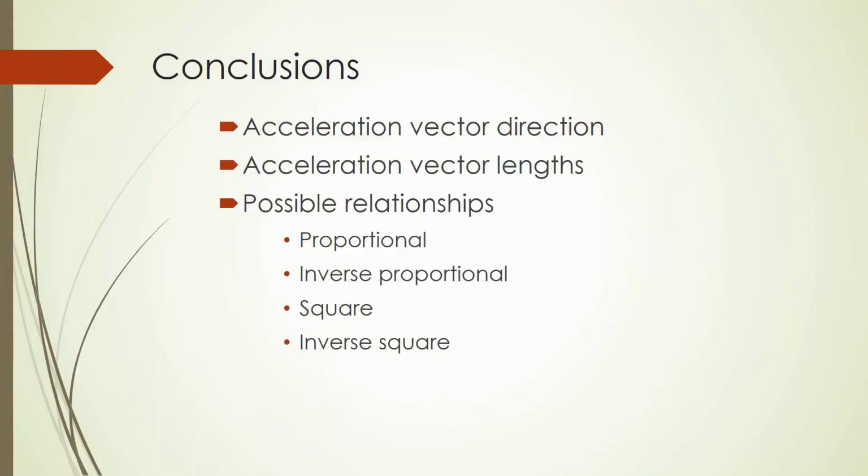Use the graphical results to draw conclusions about the direction of the acceleration vector at any point on the circular path. Also decide on the mathematical relationships between the magnitude of the acceleration and both the speed of the object and the radius of the path. 4 likely possibilities are proportional, inverse proportional, square, or inverse square.